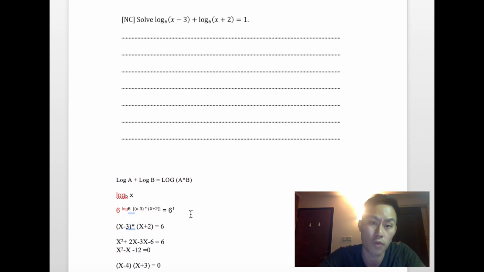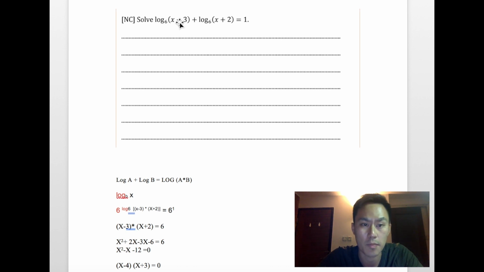Obviously it's wrong, because if I put negative 3 right here, you always remember, log inside the bracket can never be 0 or a negative number. It can only be a positive number. So if I put negative 3 right here, then you have negative 6, and this equation will be undefined.